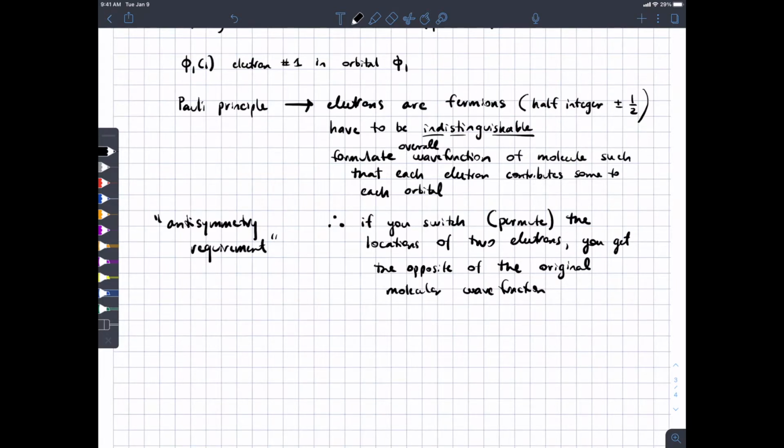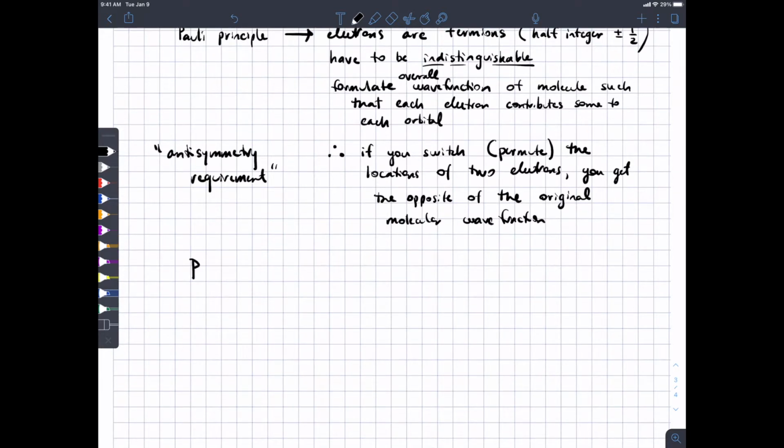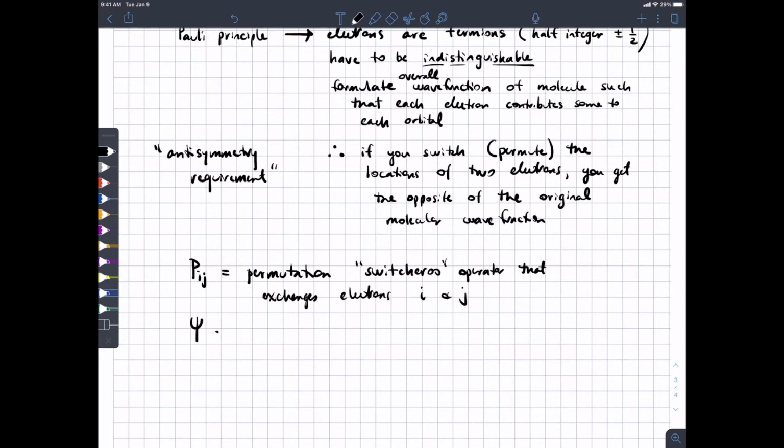So what do I mean by permute? I'm going to define P with a subscript I and J as a permutation or switcheroo operator that exchanges electrons I and J. We've got electron I is the label for that electron, and J is the label for the other electron. And I'm going to use the Greek letter psi to represent the wave function of the overall molecule.